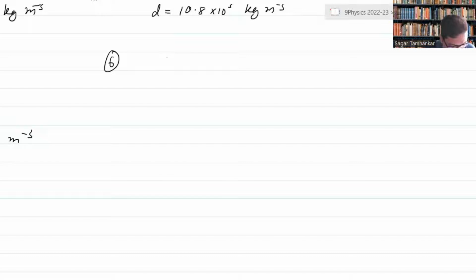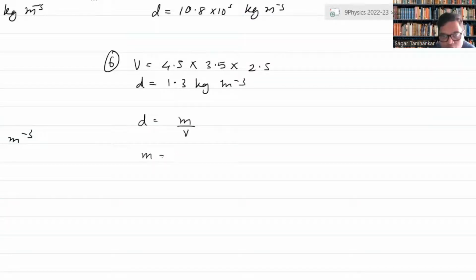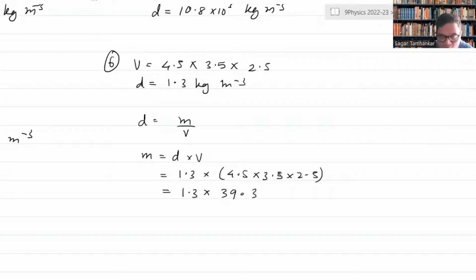The mass of air in the room you have to calculate. Now volume of the room will be 4.5 into 3.5 into 2.5. And they have given the density as 1.3 kg per meter cube. Again, density is mass upon volume. So mass is density into volume. So this is 1.3 into 4.5 into 3.5 into 2.5, which is 39.375 into 1.3, which is 51.1875. So mass is 51.19 kilograms.